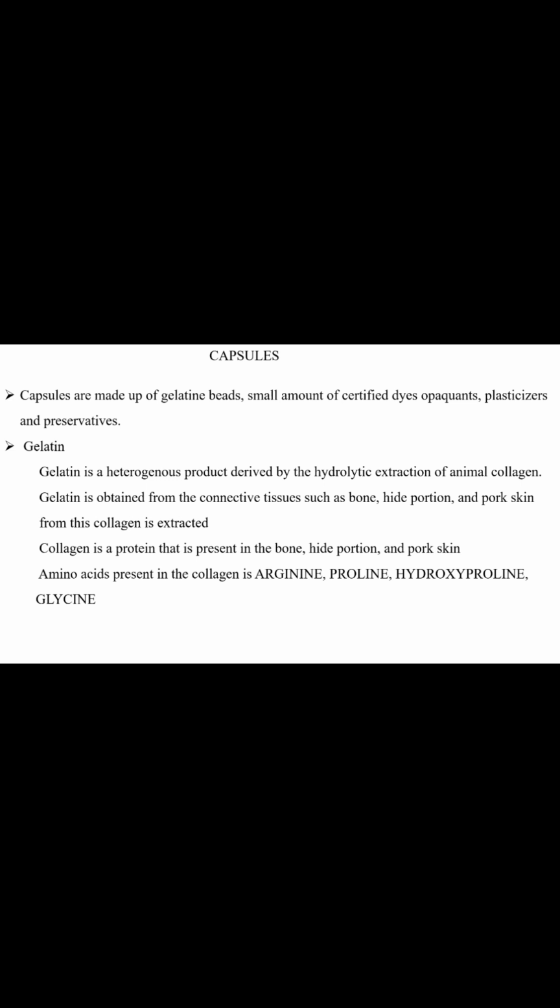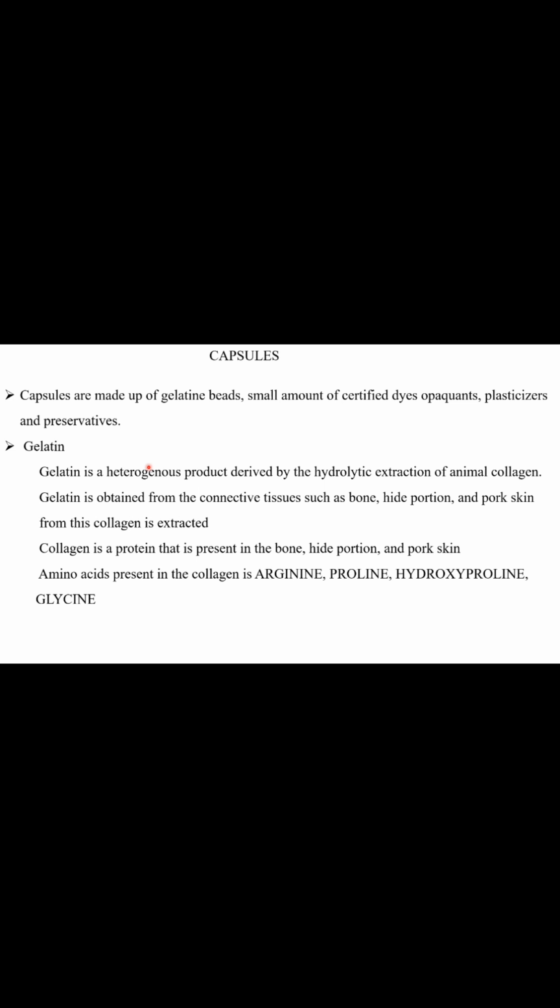Capsules are made using gelatin beads. These also include small amounts of dyes. Dyes are used to give colors, opacifiers to make them less transparent, and plasticizers. Plasticizers are mainly used to make them flexible, and preservatives to keep them fresh and usable for a long time. And the capsules are mainly made up of gelatin.